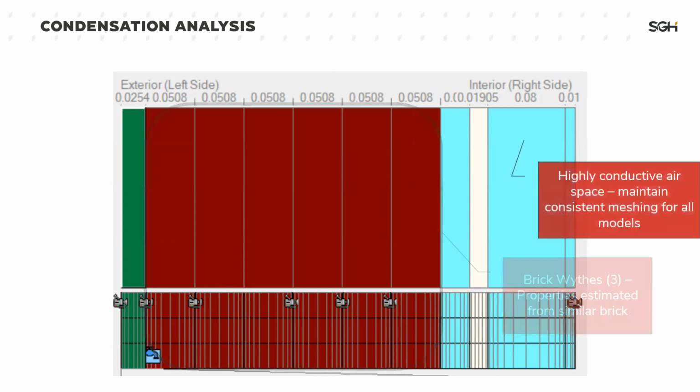Lastly, I'll just mention this highly conductive airspace on the inboard side. This is the area where you'll see in a couple slides that the client was proposing adding spray foam and gypsum board. We wanted all of our WUFI models to be the same width, so we would have consistent meshing across all of the models. And so we created these two highly conductive airspace layers. And this essentially conducts interior conditions to that inboard side of the existing gypsum plaster and lath, which is right here.